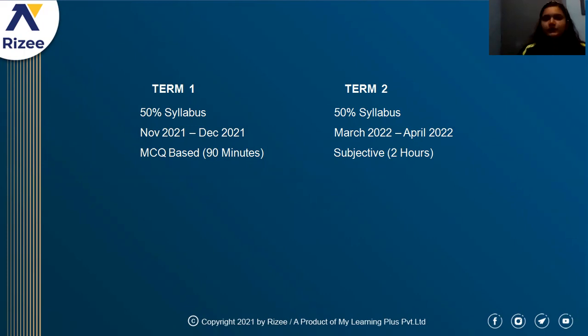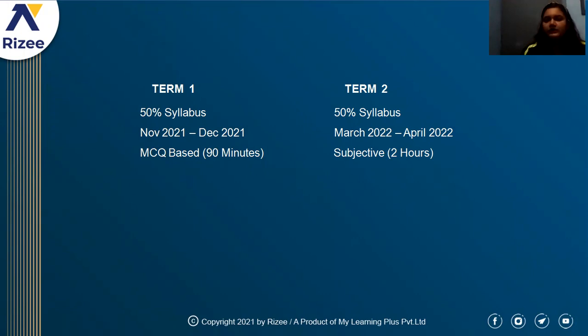Just like you have given your 8th class exams, you have given your 9th class exams, you must have had two terms, term 1 and term 2. वैसे ही today, right now, in 12th class also you will be having two types of exams.